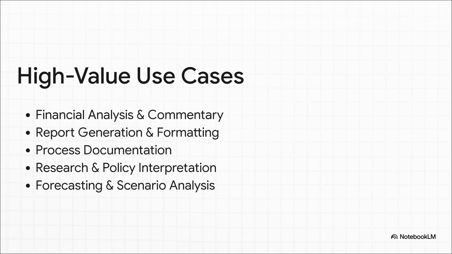AI can knock out the first draft of a variance analysis. That's hours, maybe even days, saved right there. It can format standard reports, help document complex accounting processes, and dramatically speed up research on technical standards. The whole theme here is assistance and acceleration. It's about freeing up your smart, talented people to focus on strategy and insight.